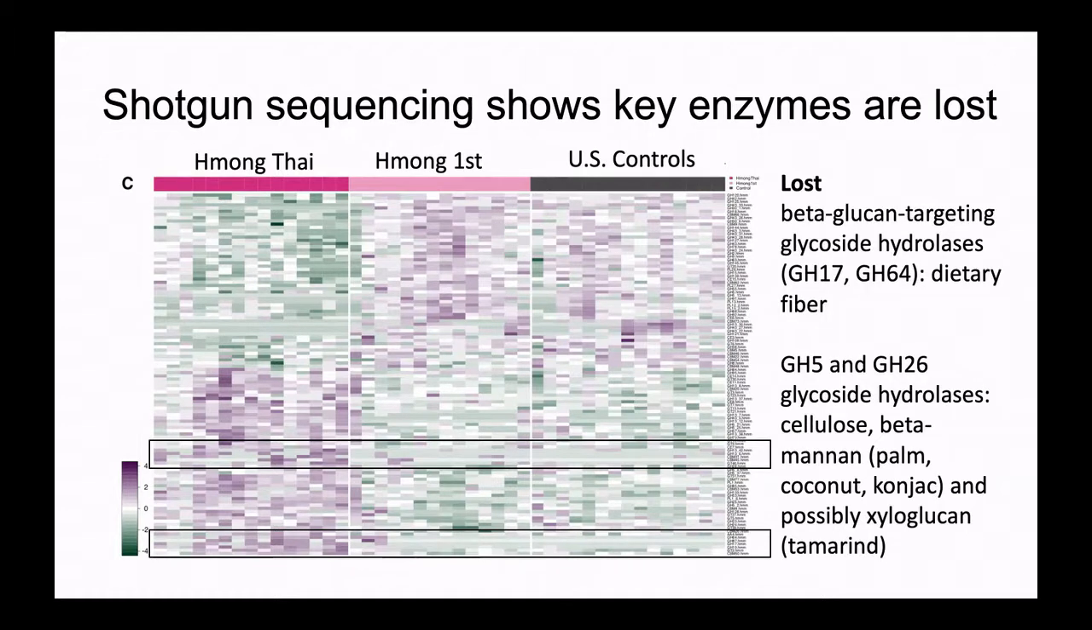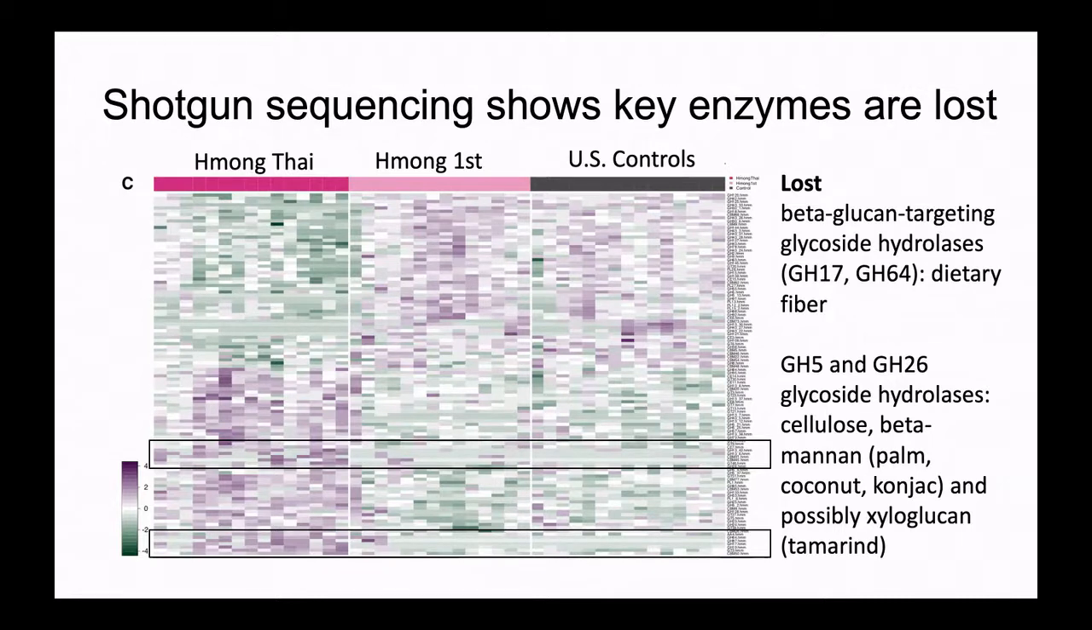Some other glycoside hydrolases that are targeting cellulose. Beta-mannan, which is common in palm, coconut, konjac. These are very commonly eaten foods in Thailand and Southeast Asia, and possibly xyloglucan, which is prevalent in tamarind, also commonly eaten in Southeast Asia. So it seems like a sort of use it or lose it type of phenomenon. You come to the US, if you're not getting these dietary components on a regular basis, you may lose the microbes that can degrade them, which, you know, the consequences of which we don't really know yet.